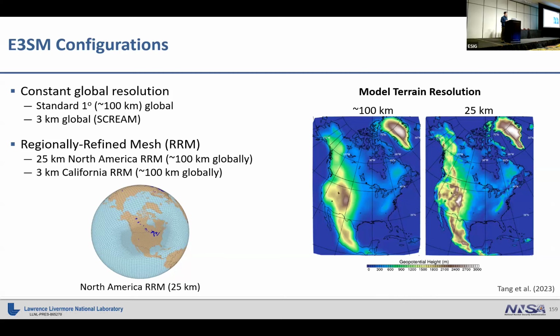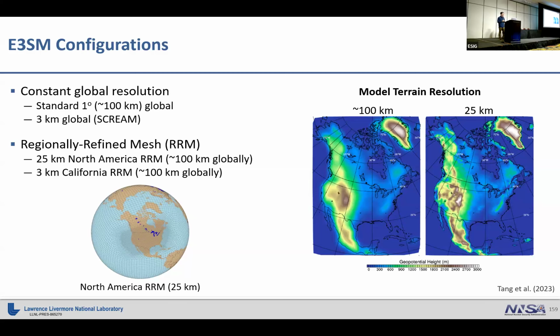Kind of on the other side, the very high resolution side, we have a model in development called SCREAM. That's the simple cloud resolving E3SM atmosphere model. And it's meant to run on exascale architectures at 3 kilometer global resolution. So that model is under development, and I'll show some information on it on the next slide.